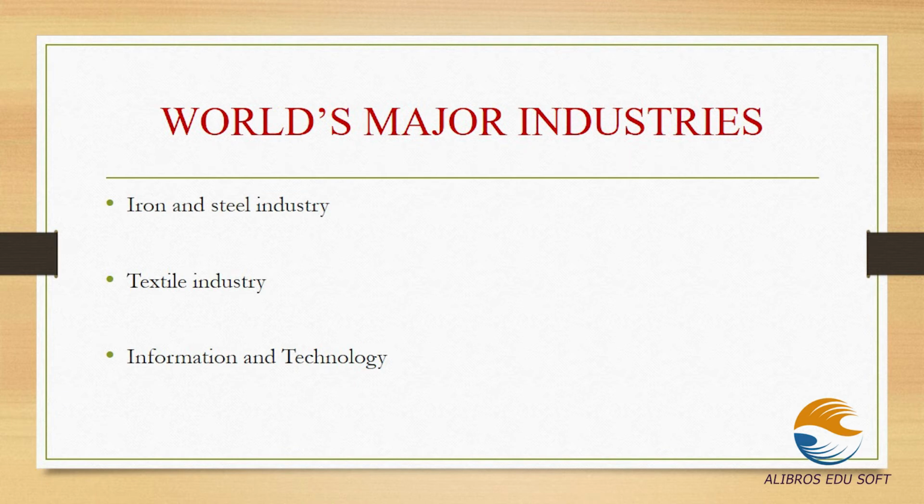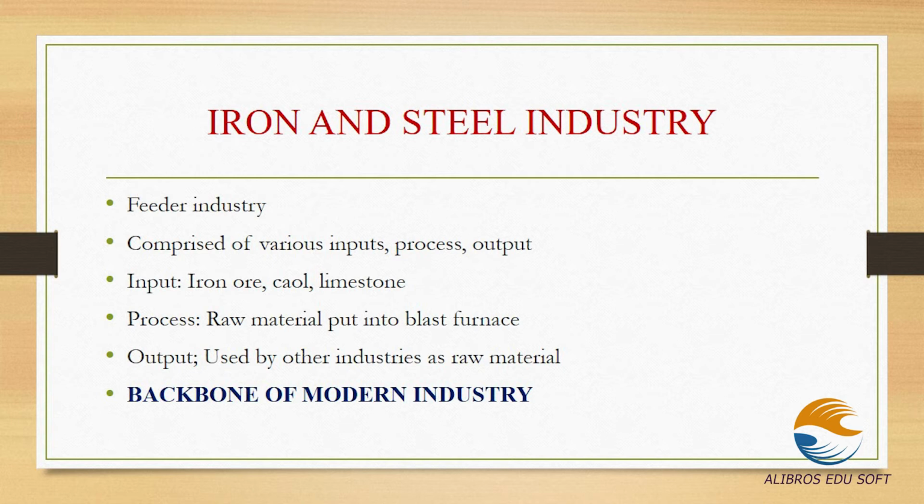Next, the world's major industries are: the first one is the iron and steel industry. Next is the textile industry. And the third one is information technology. That is an emerging industry. Next is the iron and steel industry. Iron and steel industry is the feeder industry because it provides raw material for other industries. That is the reason why the iron and steel industry is known as the feeder industry.